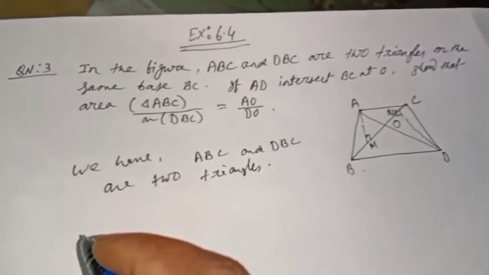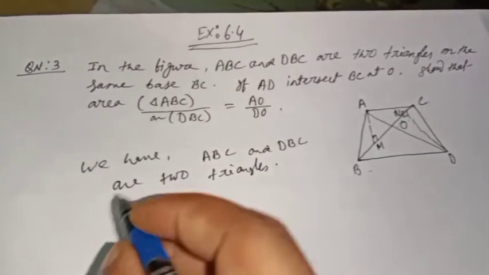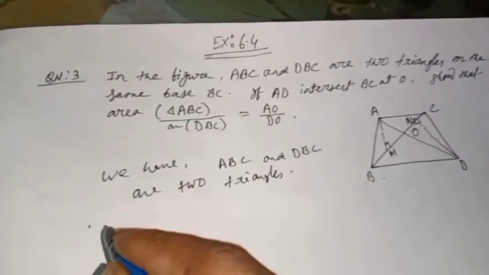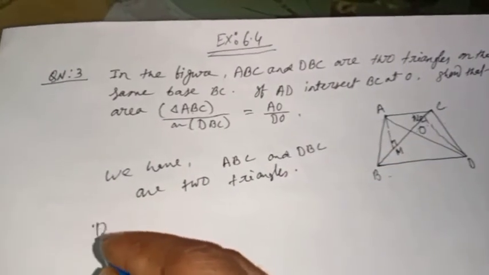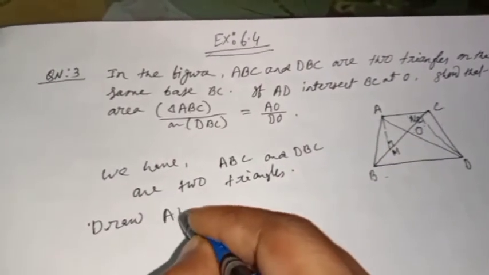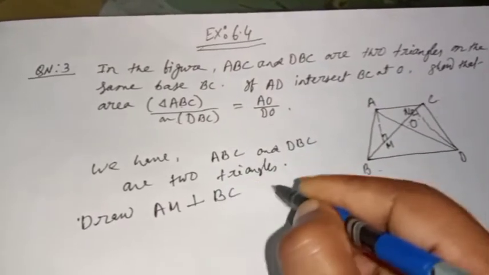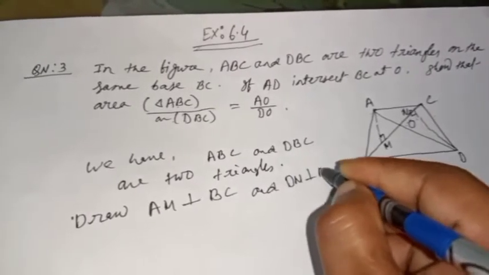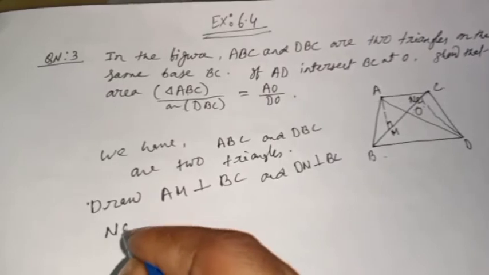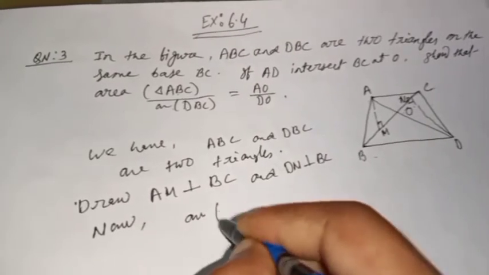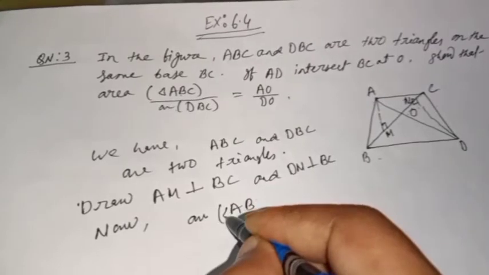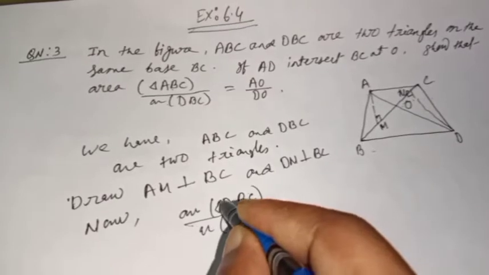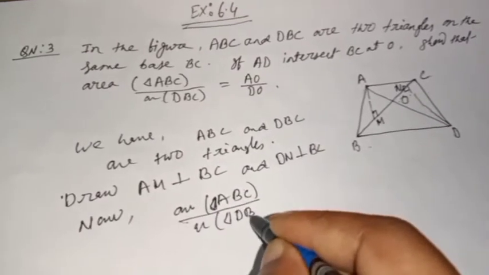Now see, what do we need? Area of ABC by area of DBC. Now, first you write this construction part. Draw AM perpendicular to BC and also what? DN perpendicular to BC. Now, area of triangle ABC by area of triangle DBC is equal to what?